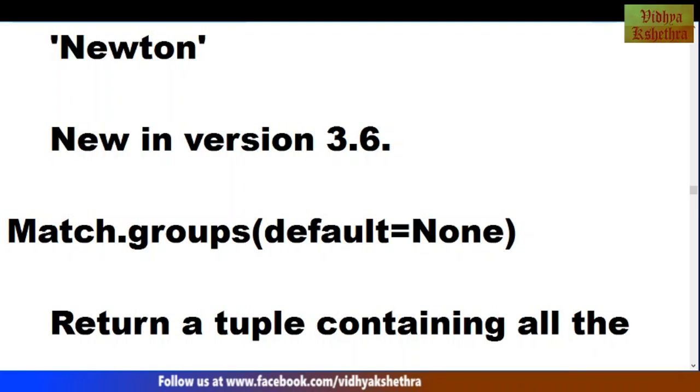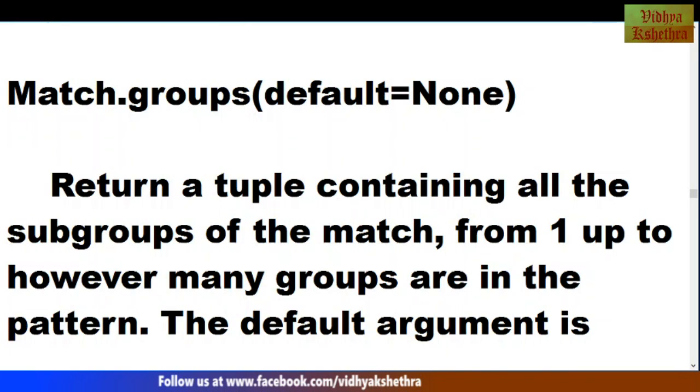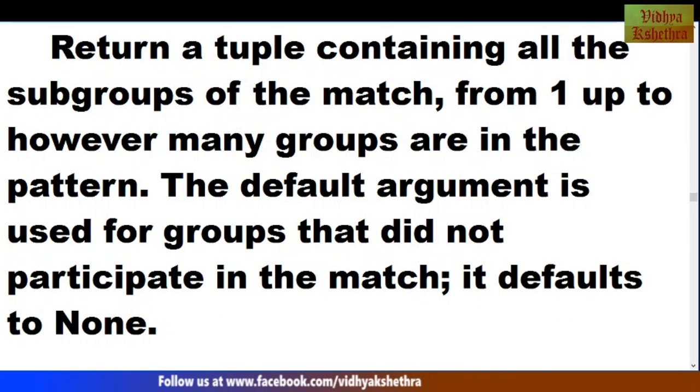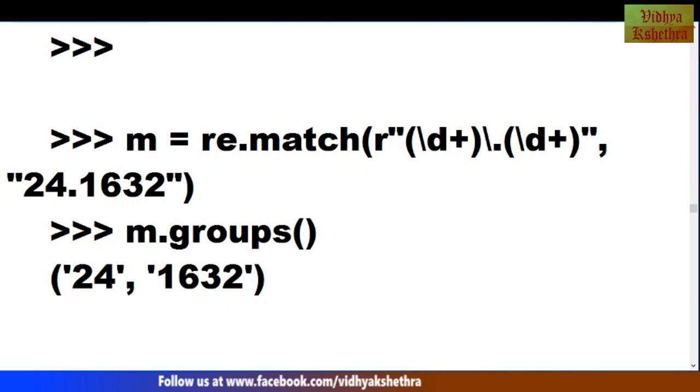Now in version 3.6, match.groups(default=None) returns a tuple containing all the subgroups of the match from 1 up to however many groups are in the pattern. The default argument is used for groups that did not participate in the match. It defaults to None. For example, m = re.match(r"(\d+)\.(\d+)", "24.1632"), then m.groups() will give a tuple with two subgroups, 24 and 1632, that is to the right and left of the decimal point.